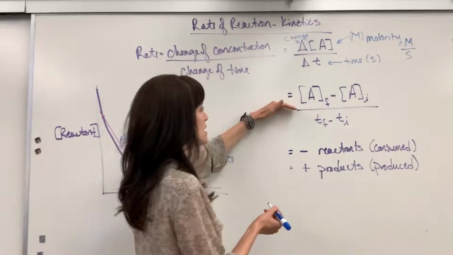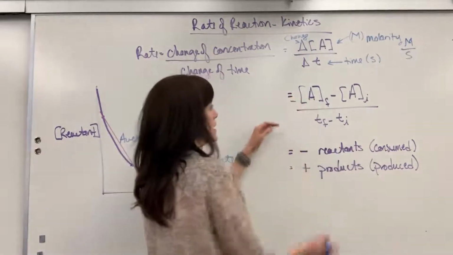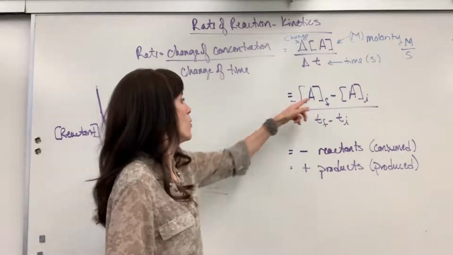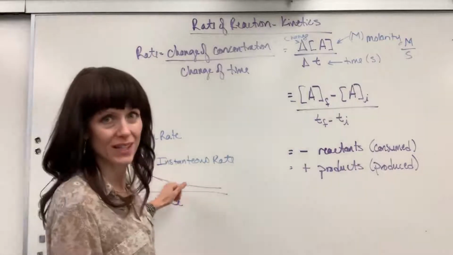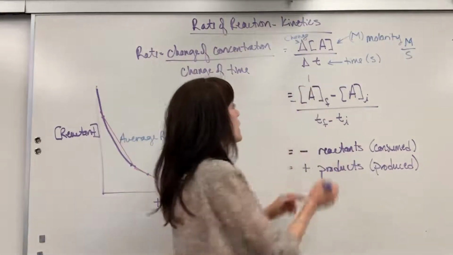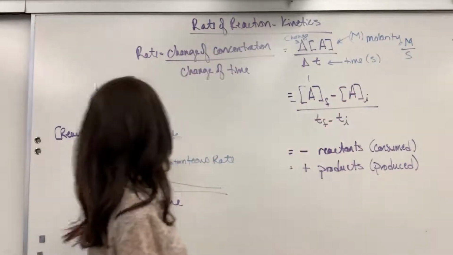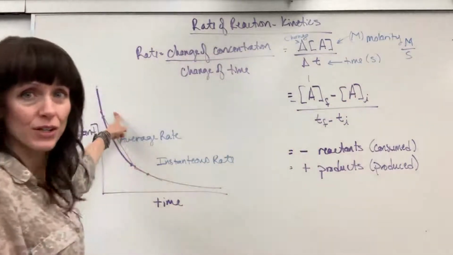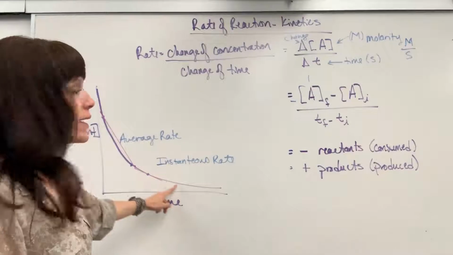Let's say that this was a reactant. So I put that negative sign in front of it. Well, the final concentration is going to be smaller. You'll have a small number, let's say 1, minus the initial concentration. The initial concentration is greater. You're going to start with more than what you end with.